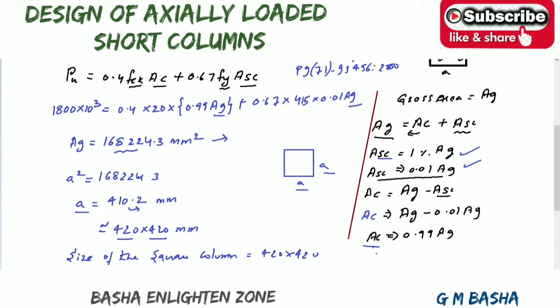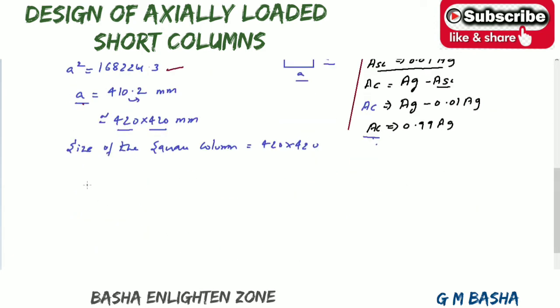Okay, then simplify the values. So you will get the gross area. So already we know gross area will be equal to A by A, that is overall area of the square column. So therefore A square will be equal to this value, and again simplify, you will get A value here, that is 410.2. Since it is a square column, we can assume that both sides will be equal, that is 420 by 420 mm. So for that you have to provide the steel area again. So therefore area of the steel will be equal to 0.01 times gross cross sectional area.